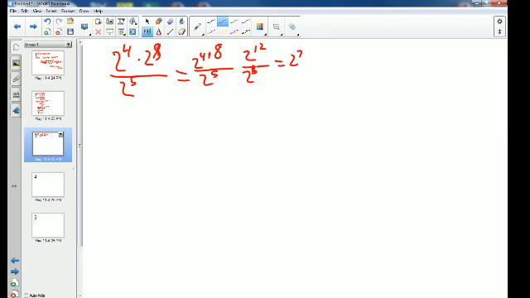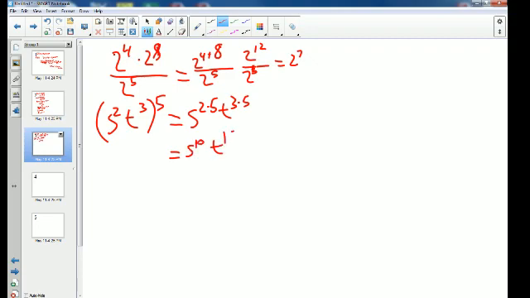Last example is going to be a power of a power. So we have (S squared T cubed) to the fifth, which is basically saying S to the 2 times 5, T to the 3 times 5. And when you simplify, you get S to the 10th T to the 15th. That's basically all your powers and properties of exponents.